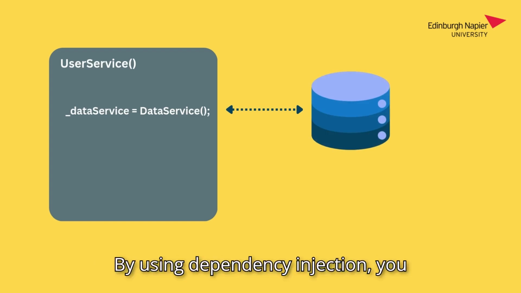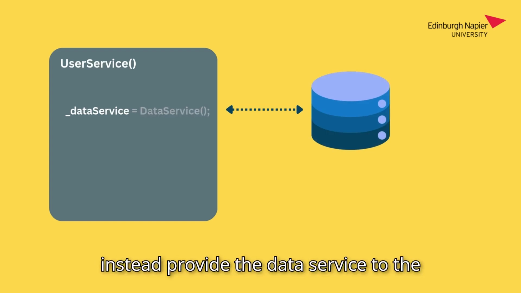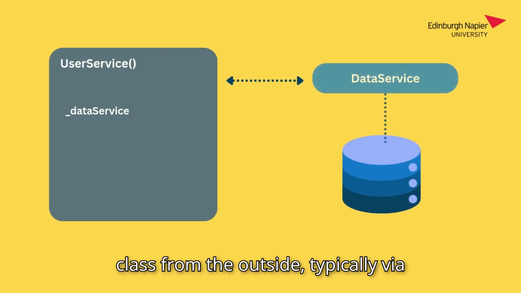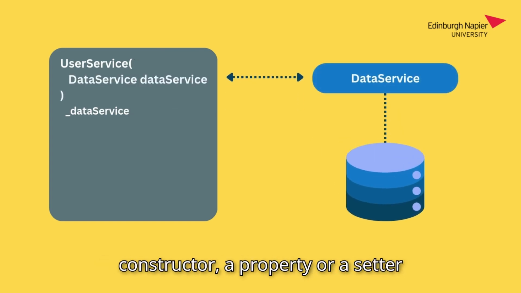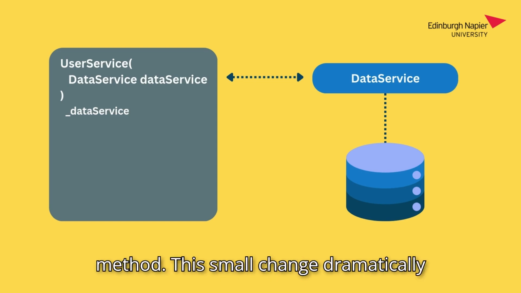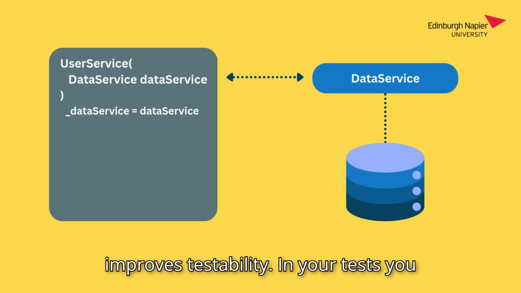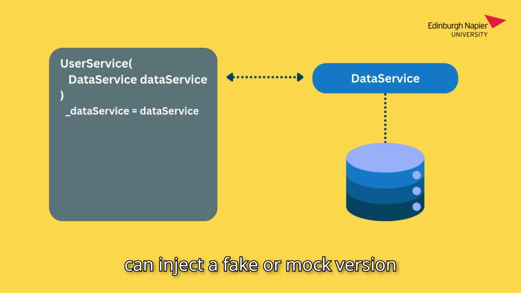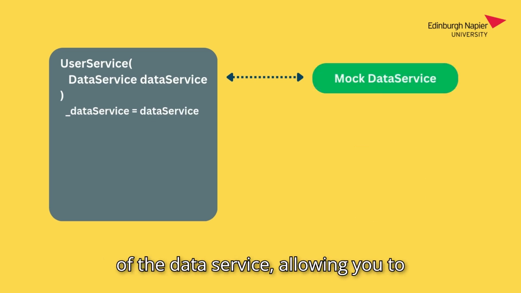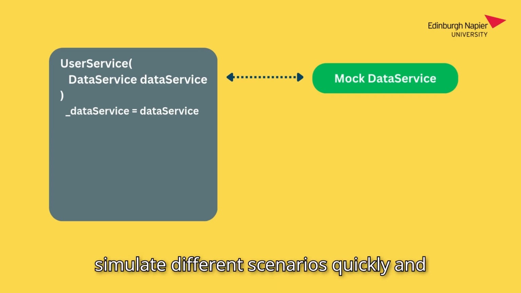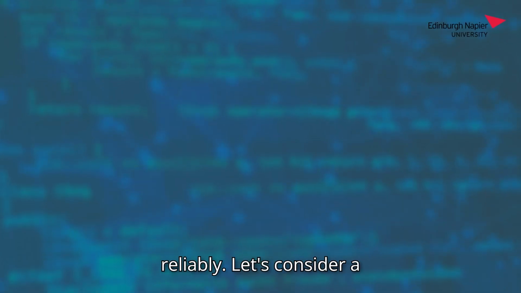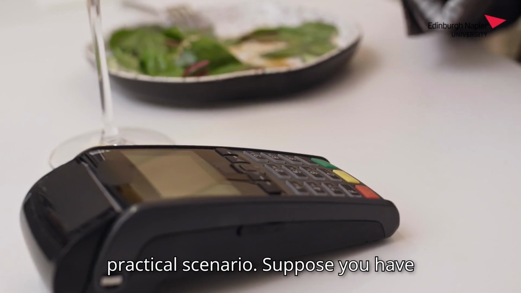By using dependency injection, you instead provide the data service to the class from the outside, typically via a constructor, a property, or a setter method. This small change dramatically improves testability. In your tests, you can inject a fake or mock version of the data service, allowing you to simulate different scenarios quickly and reliably.